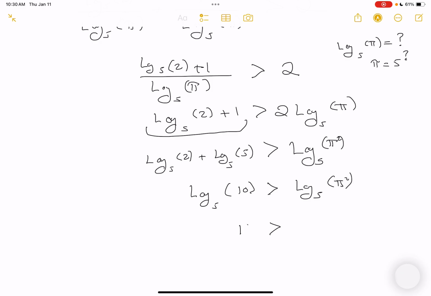Well, I think I have what I need. I know 10 is greater than pi squared over here. I mean, the log of that number over there. Right, so I can write that down now. It's almost like writing as exponentials. And do I know that? I think so. I was given that pi squared was less than 10, so we just proved it, QED. Thank you.